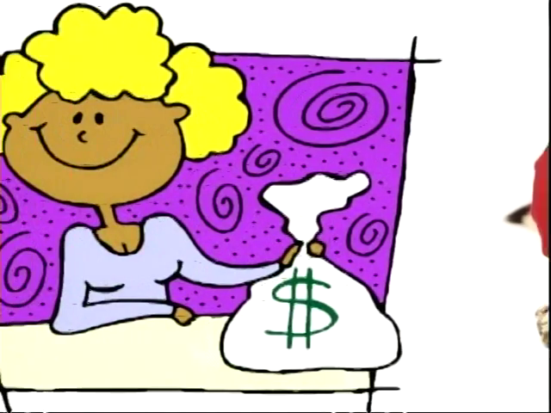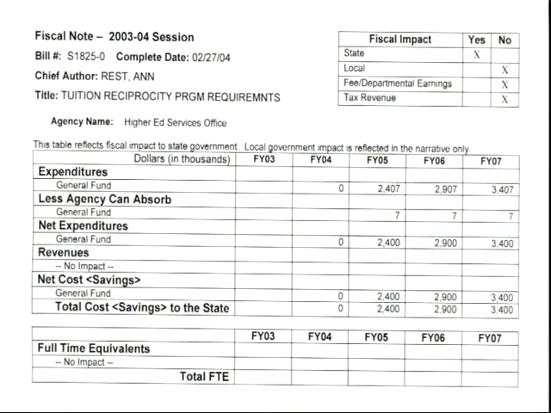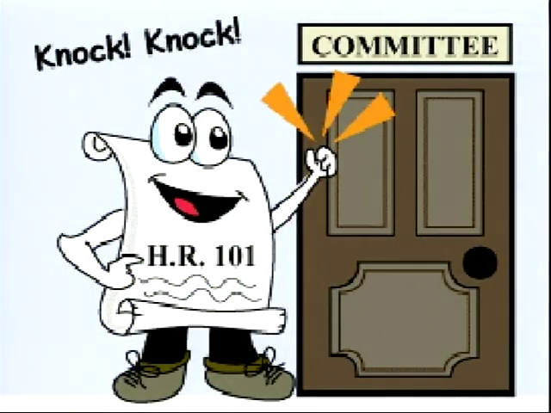Bills which have money attached to them or fiscal notes must also be reviewed by the Appropriations Committee on that side of the legislature. After a bill is assigned to a committee, the chair of the committee decides when the bill's hearing will be held. You will need to review the legislative website to stay informed on when committee hearings will be held. Things are moving very quickly during the legislative session, so sometimes there is not much advance notice before a hearing.